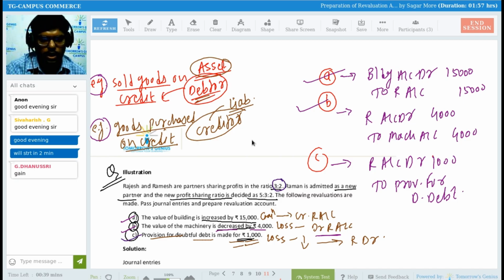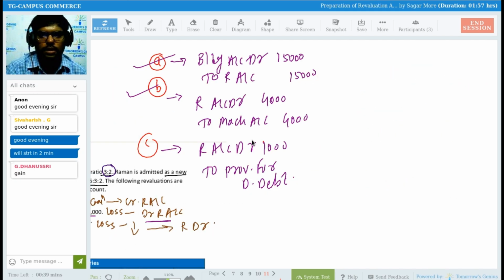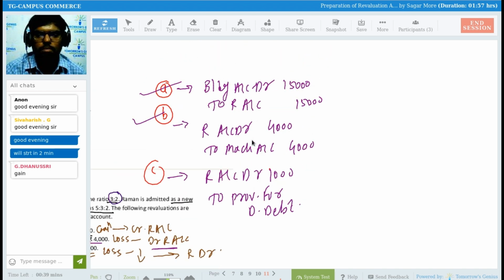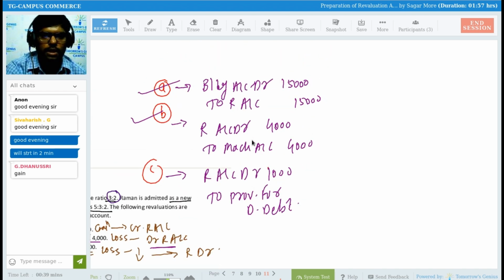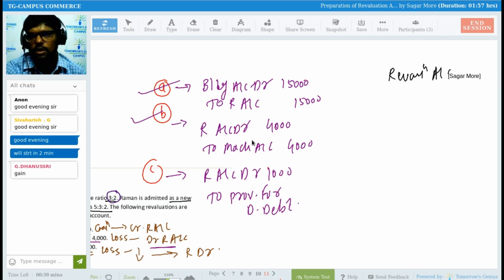So I will be showing you that, right? We pass the journal entry. Now we are supposed to prepare the ledger account, that is revaluation account. Suppose I am preparing a revaluation account.